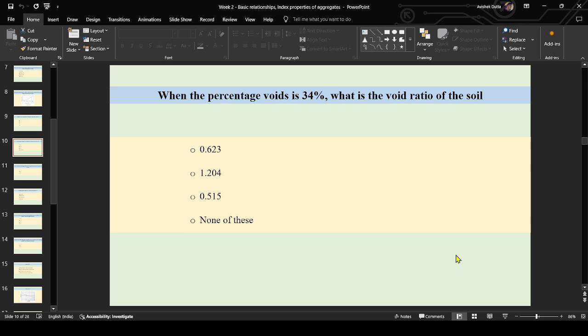So I repeat the question. When the percentage voids is 34 percentage, what is the void ratio of the soil? The options are 0.623, 1.204, 0.515, or none of these. Okay, next question.